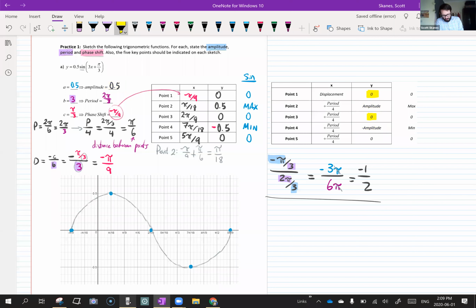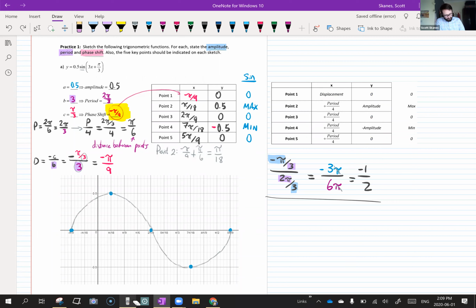These zeros are always the case. If it's sine, they're always going to be there, so nothing to worry about there. This phase shift is the displacement. So you just copy that number in as the first x value.